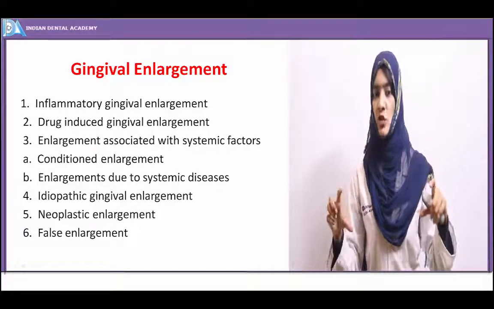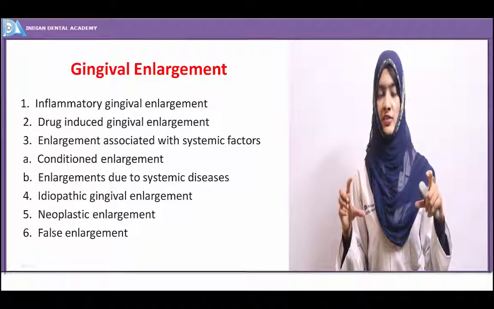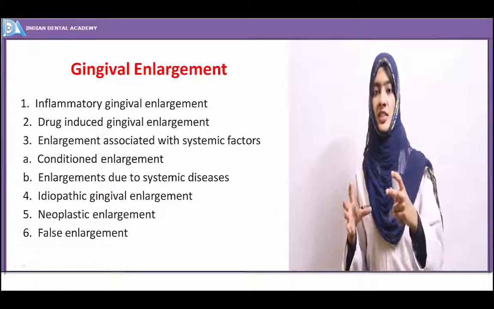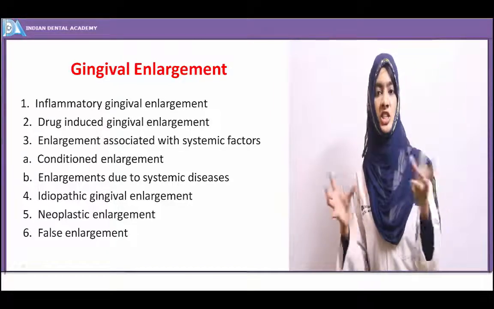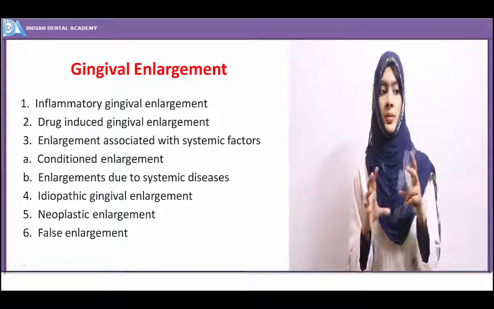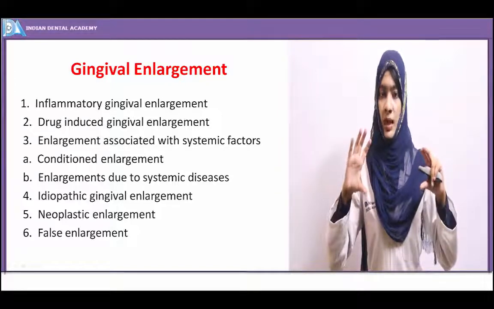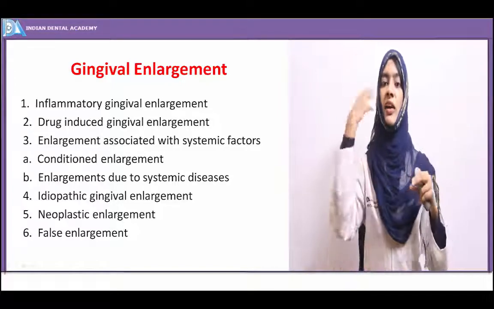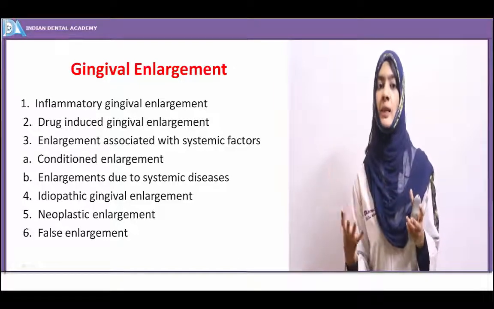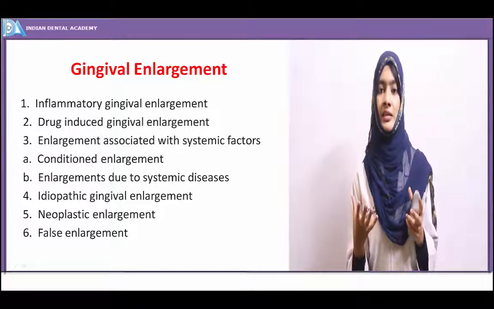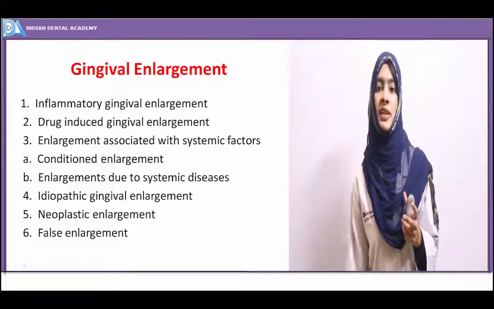So in the presence of inflammation or any etiological factors, the marginal gingival surfaces, the attached gingiva and the interdental papilla become enlarged, they become inflamed. If they become enlarged to such an extent, they even cover the occlusal surfaces or the buccal surfaces of the teeth. That is denoted by the term gingival enlargement.